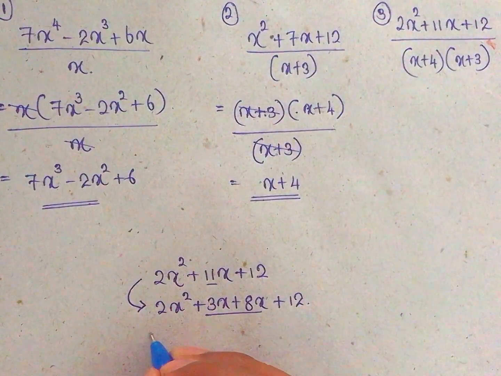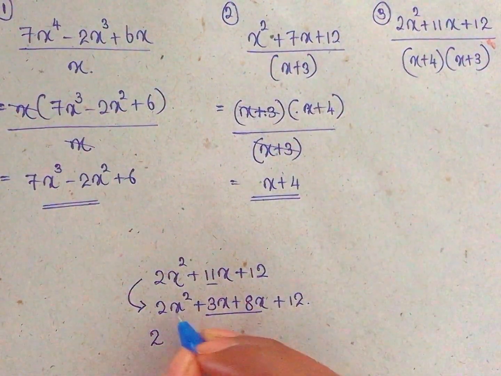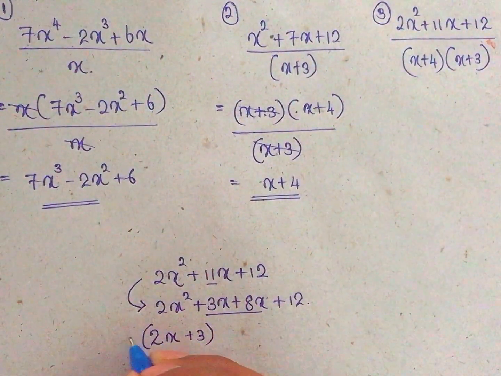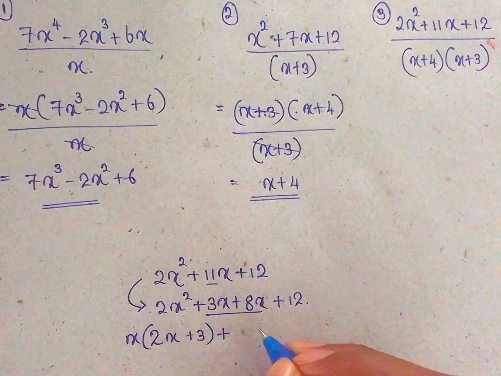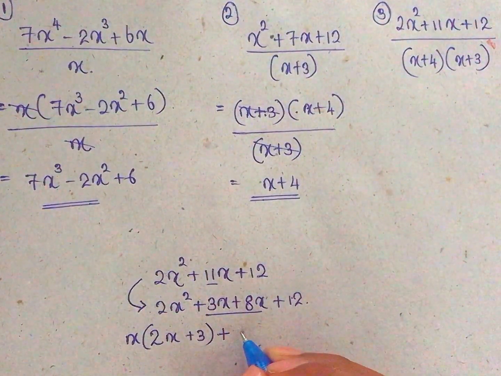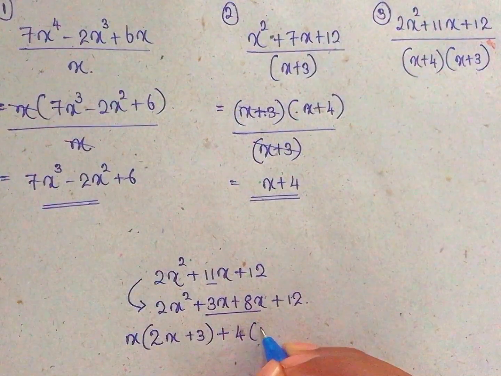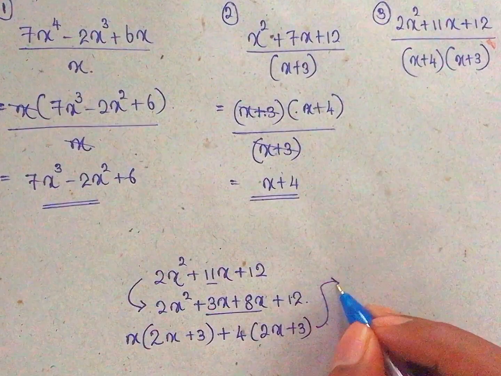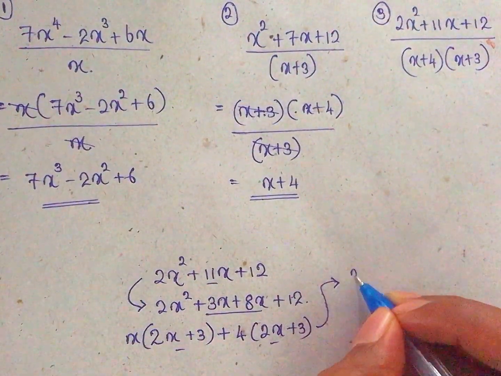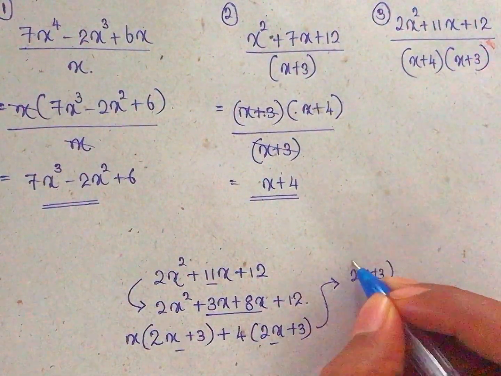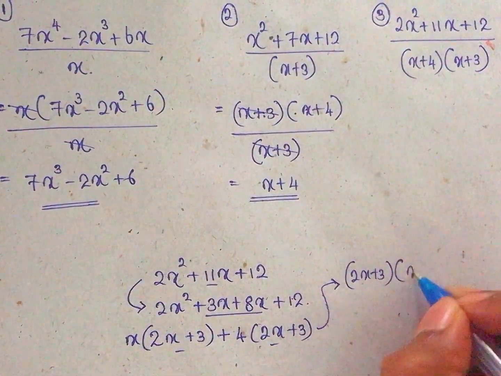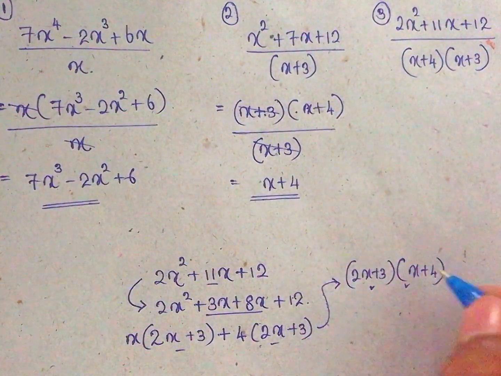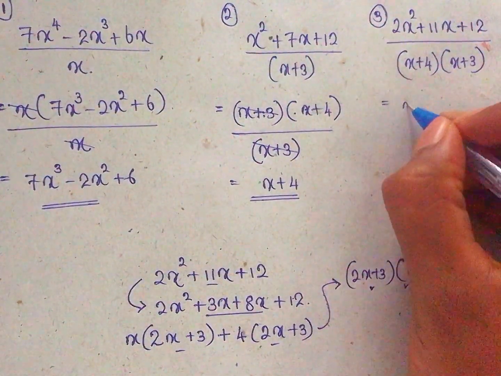Then you need to consider the first two terms. For the first two terms, x is common, so you can factor it as x within bracket 2x plus 3. For the second two terms, the common number is 4, so you can factor it out as 4 within bracket 2x plus 3. Then you can see here 2x plus 3 is in both places. 2x plus 3 is common, then the remaining part is x plus 4. These are two factors for the numerator.